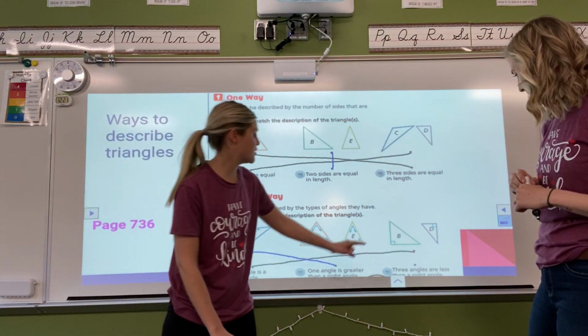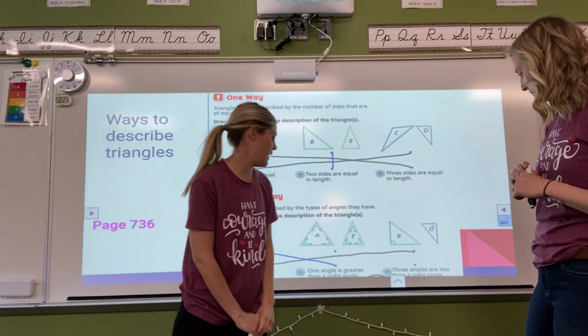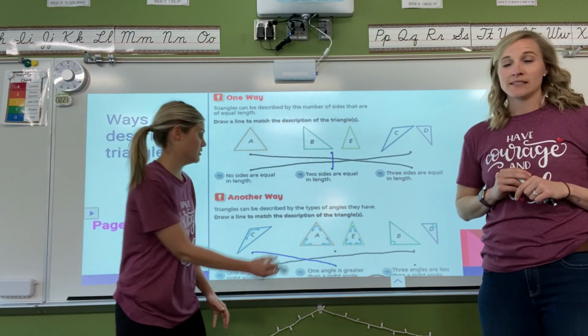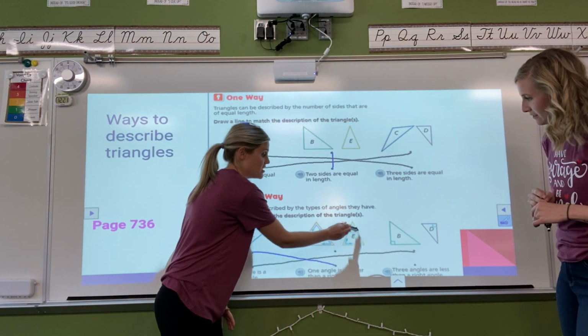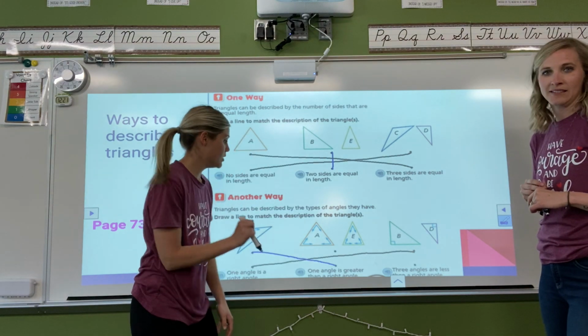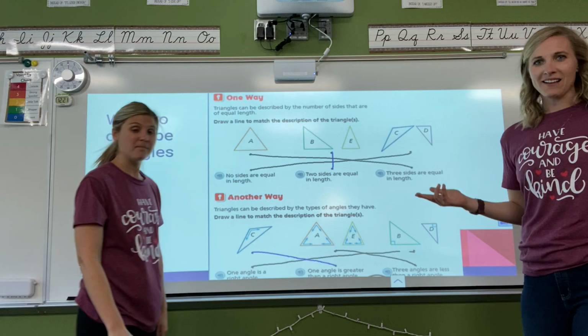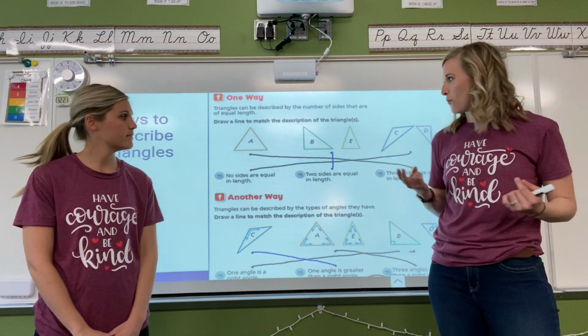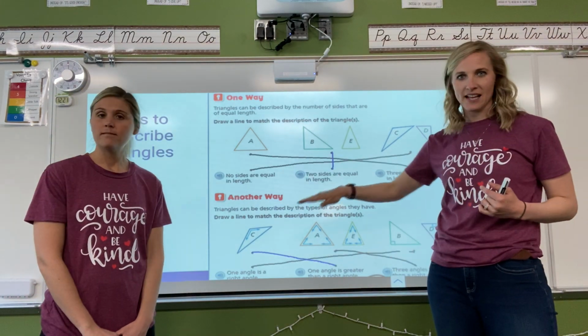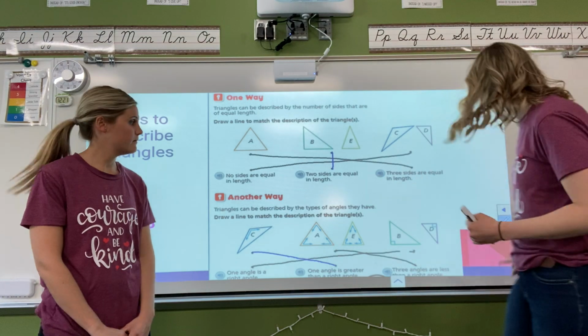Then the last one, it says three angles are less than a right angle. So that means three acute angles. All of these angles are smaller than a right angle, which means that they are three acute angles. Awesome. So two different ways. One way by looking at the sides, and the other way looking by the angles.